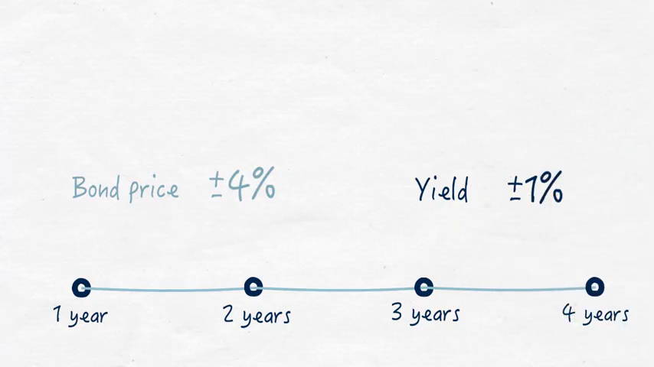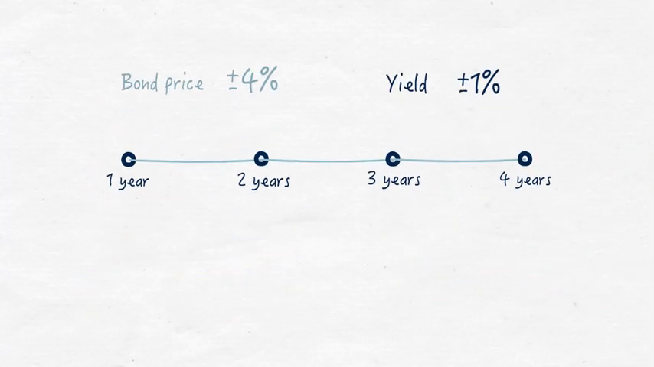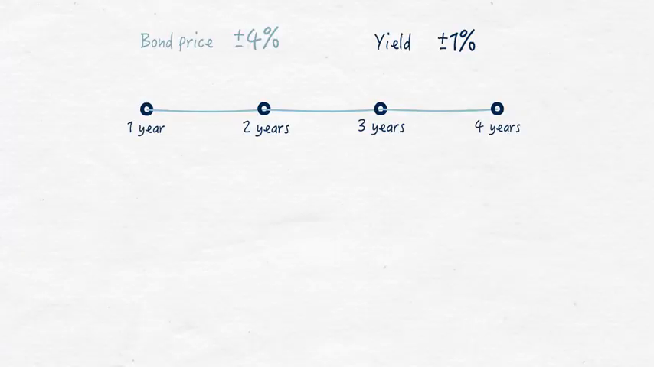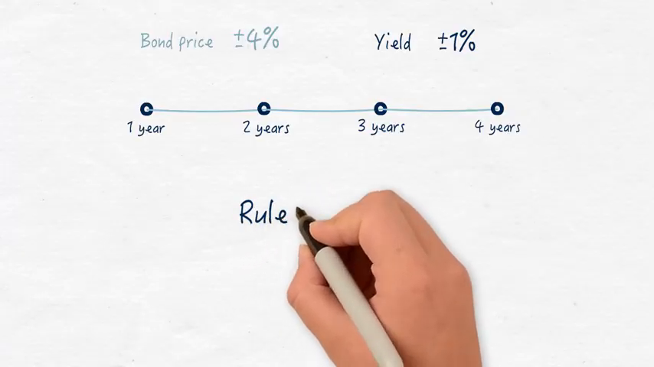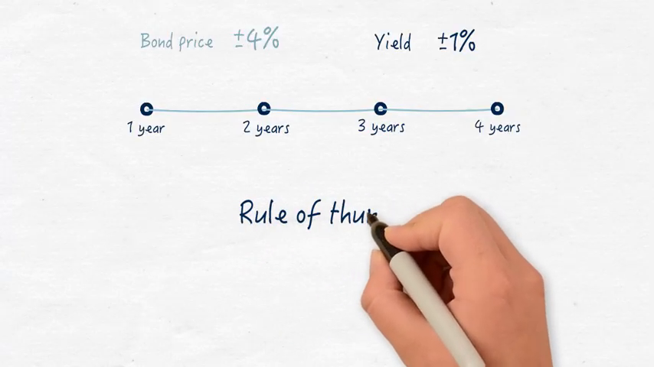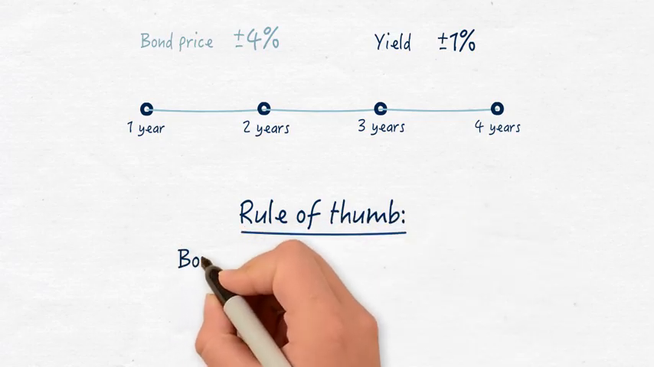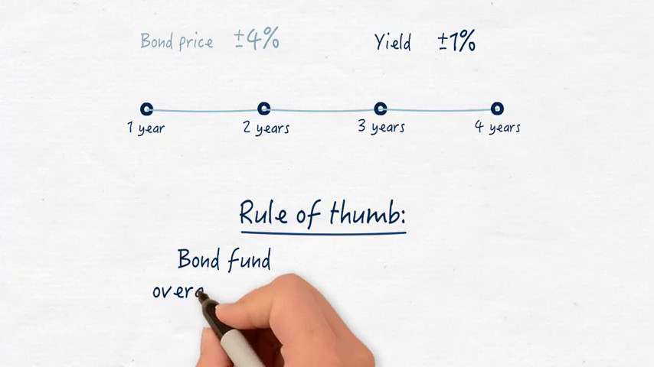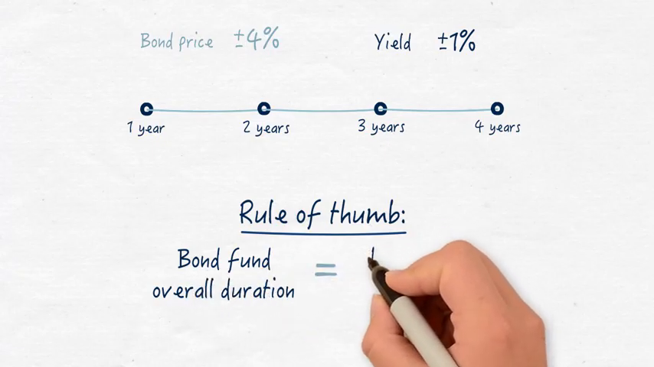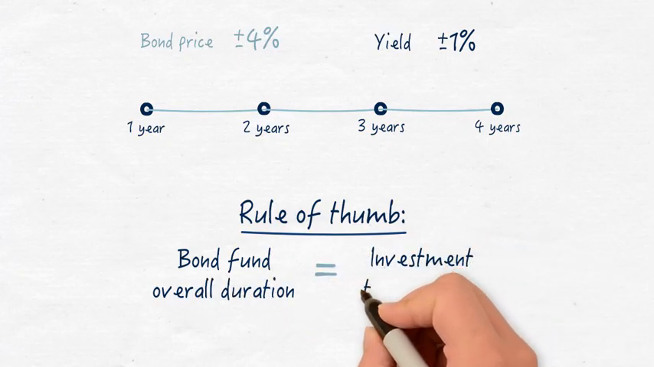Typically, the further away a bond is from its maturity date, the longer its duration, and the greater the price change could be when yields move. For investors, a good rule of thumb is to invest in bond funds with an overall duration that is equal to their investment time horizon.